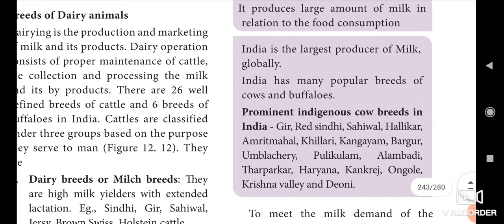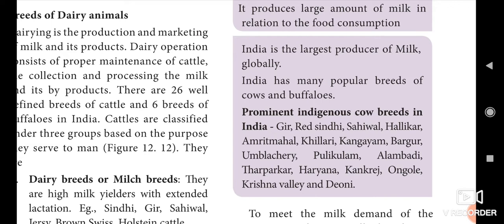Then India is the largest producer of milk globally. India has many popular breeds of cows and buffaloes. Next, the prominent indigenous cow breeds in India. What are the cow breeds in India? We find Gir, Red Sindhi, Sahiwal, Hallikar, Amritmahal, Kangayam, Bargur, Umblachery, Pulikulam, Alambadi, Tharparkar, Hariana, Kankrej, Ongole, Krishna Valley and Deoni. These are the major cow breeds in India.